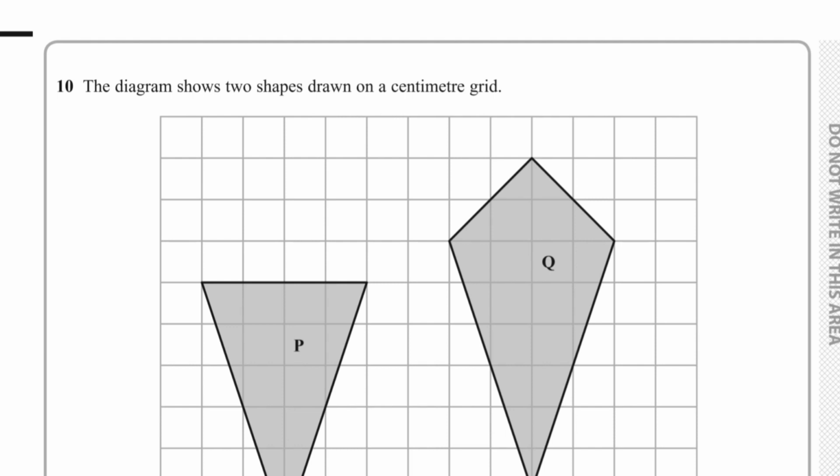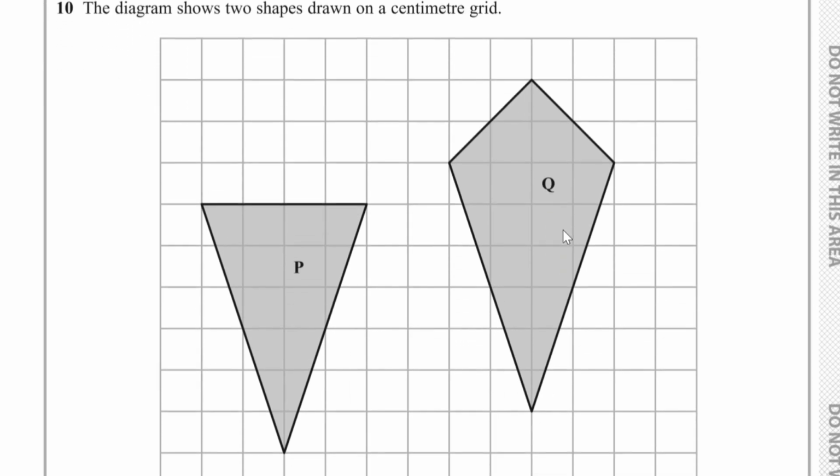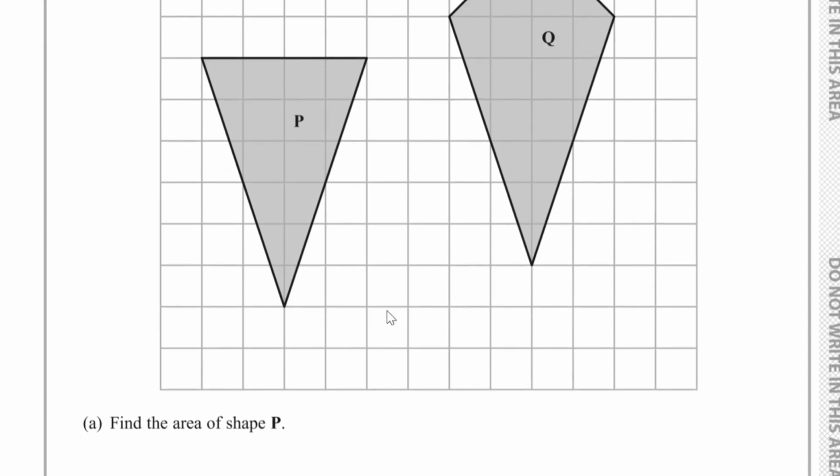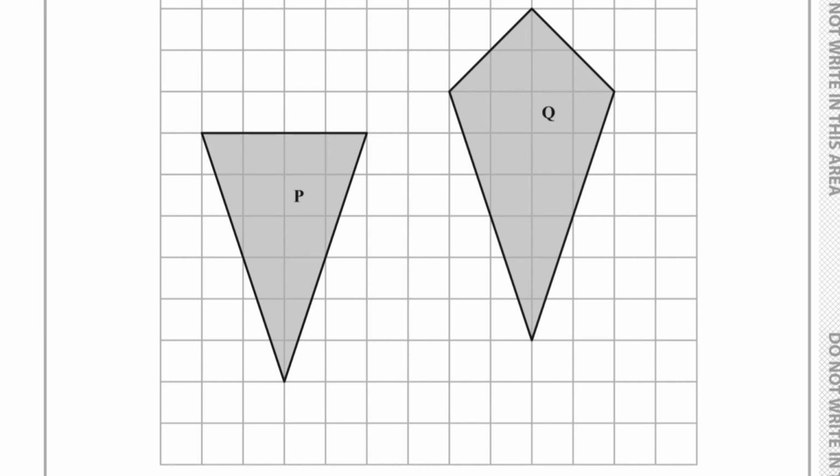Question number 10. The diagram shows two shapes drawn on a centimetre grid. We've got P and Q. For part A, we have to find the area of shape P. Well, what you'd find is we've got a triangle for shape P. We've got the height of the triangle, that's 6. We've got the base of the triangle, that's 4.